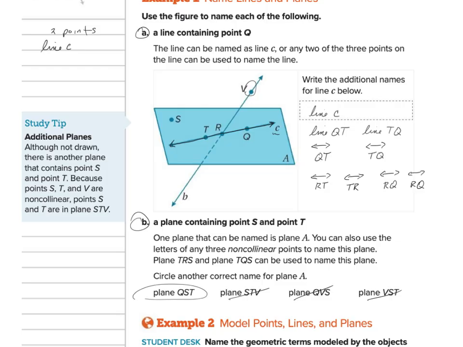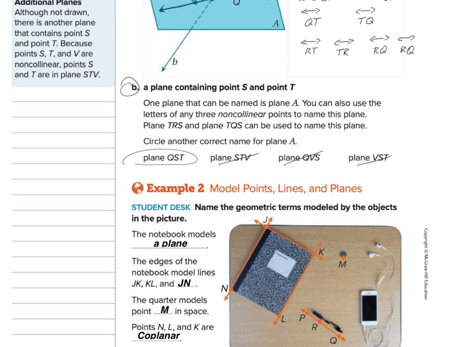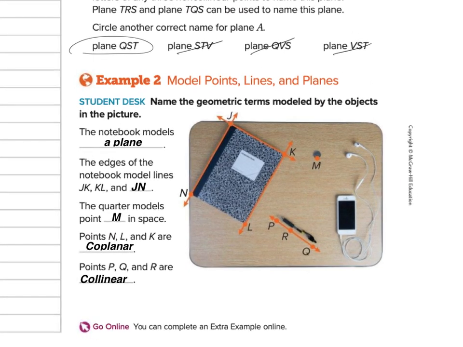So here you go. So we have plane QST, and sure enough, Q, S, and T are not collinear, so that would be a way to name that. So sometimes it's easier just to eliminate things that you know you can't use, and it will reveal those things that you can.